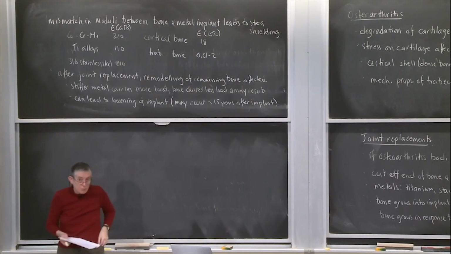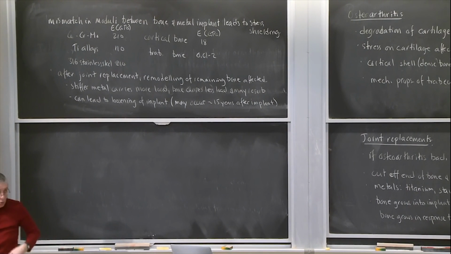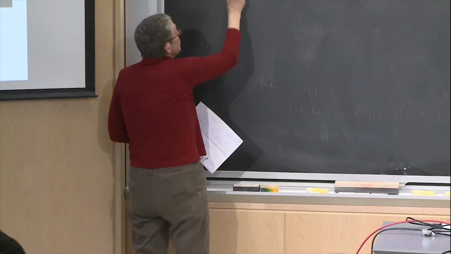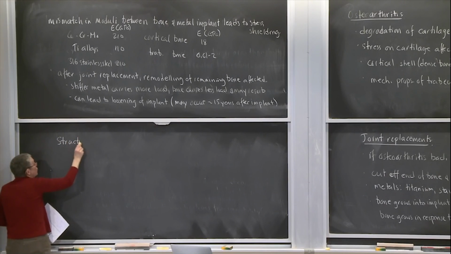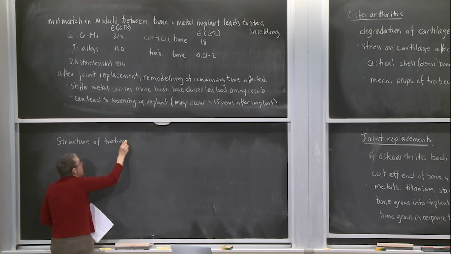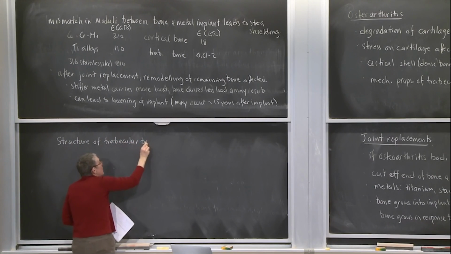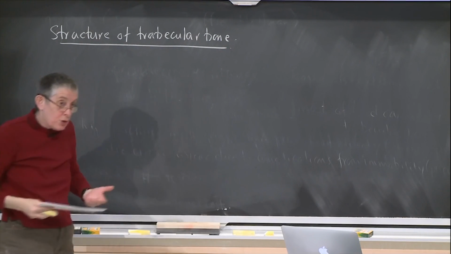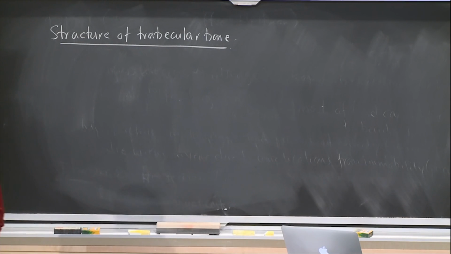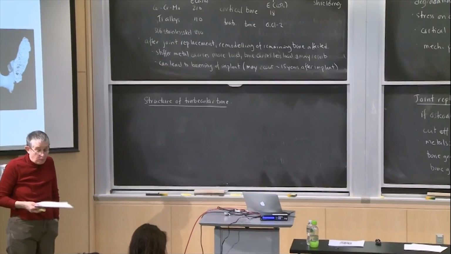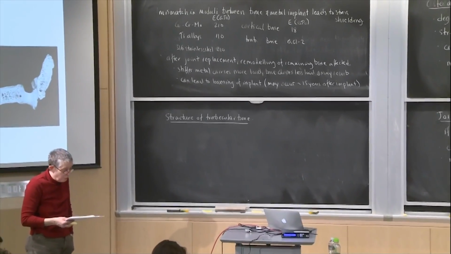So these are all sort of medical reasons why people are interested in trabecular bone, because of osteoporosis, osteoarthritis, and joint replacements. So I wanted to start by talking about the structure of trabecular bone. And then we'll talk about what the stress-strain curves look like in compression and tension, what the mechanisms of deformation and failure are, and how we can apply our models for foams to the trabecular bone.